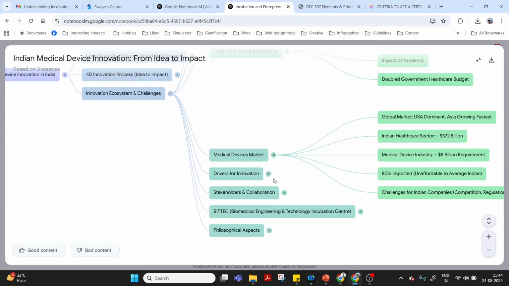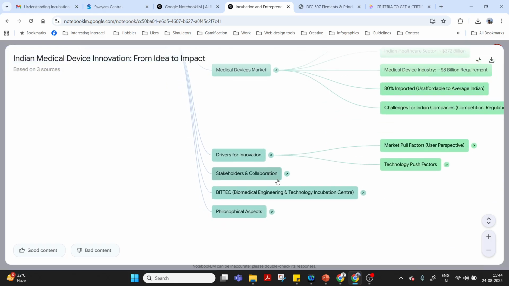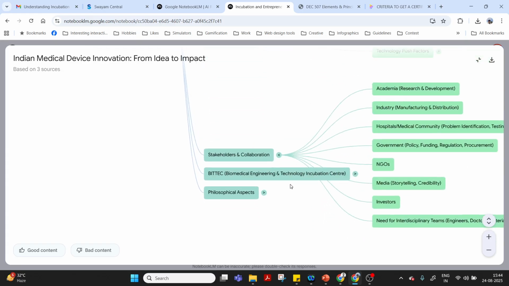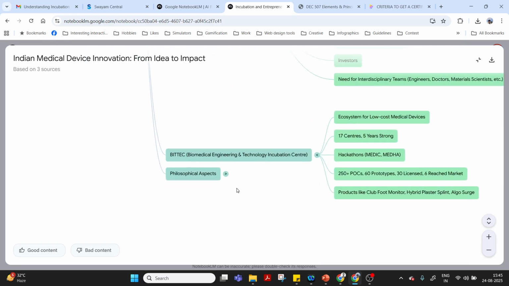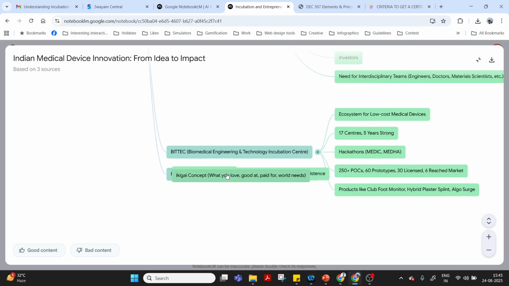Then the medical device market, in terms of numbers and statistics and how it is critical, and the drivers of innovation, the pull factors, stakeholders and collaboration. So the different entities can play a very critical role in this entire journey, right from industry, academia, hospitals, and NGOs. Then comes fatigue, the biomedical engineering technical incubation center, and you see how it has helped come up with teams and innovations for different body parts.